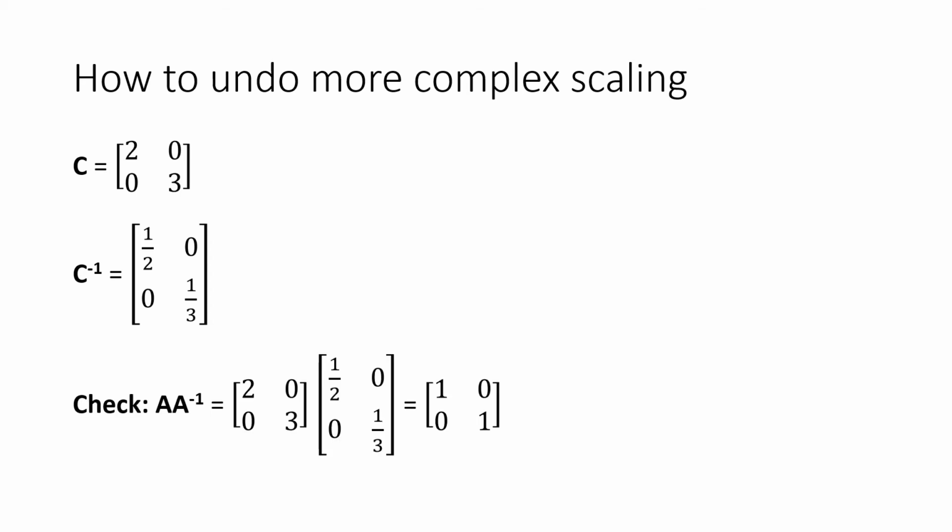If we want to undo the more complex scaling that we had, where we did both scaling aspects at once, it turns out that we can do that in the same way, do it both at once, replace these values with 1/2 and 1/3. If we check that, do the multiplications, the dot products, and the end result is the identity matrix as we hoped. So doubling in the x direction and tripling in the y direction, we undo that by taking 1/2 in the x direction and 1/3 in the y direction.